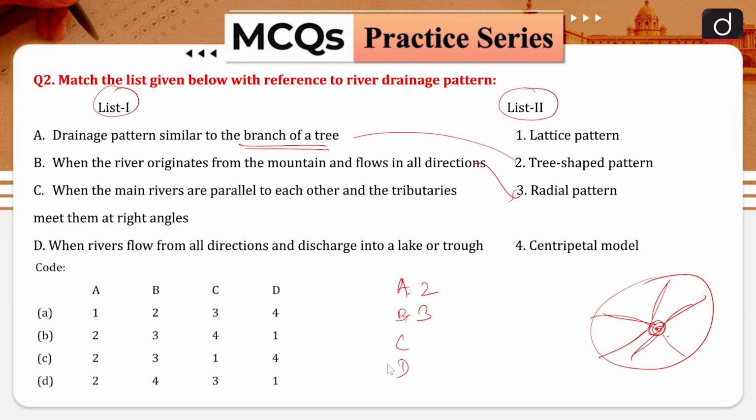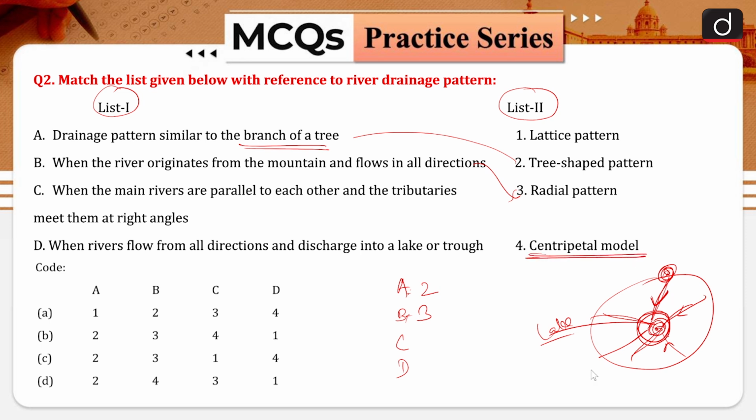When rivers flow from all directions and discharge into a trough or a lake. Basically in this particular case, the sources are over here and these rivers are flowing in that particular direction, and they are coming and meeting at a point, or merging in a lake. So such a drainage pattern is basically your centripetal pattern.